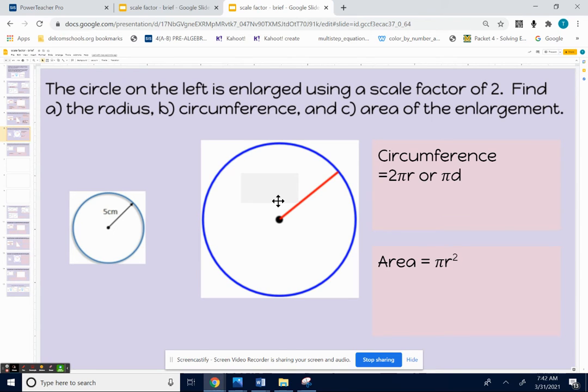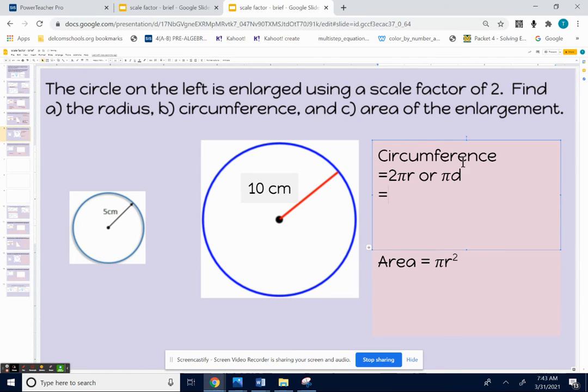And I'm going to recommend you pause the video and try this on yourself first. Okay, so radius is 5. If I need to apply the scale factor of 2, it's going to multiply that 5 times 2. So my new radius is 10. Now from that radius of 10, I can find the circumference and the area of that circle.